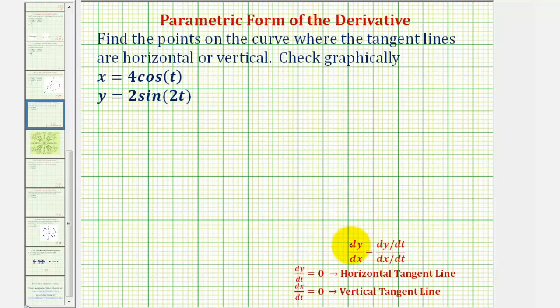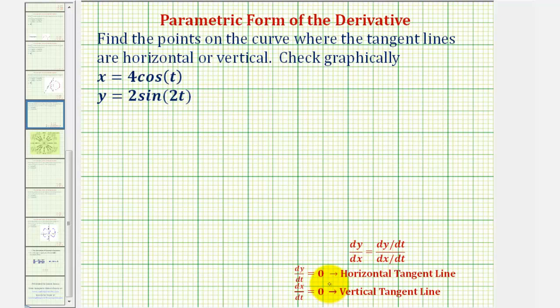Horizontal tangent lines occur where the derivative is equal to 0, which in parametric form would be when dy/dt is equal to 0. So when dy/dt equals 0 and dx/dt does not equal 0, we'll have horizontal tangent lines. And where dy/dx is undefined, we would have vertical tangent lines. Notice the derivative would be undefined when the denominator, dx/dt, equals 0. So we can find the vertical tangent lines by determining where dx/dt equals 0, again as long as dy/dt does not also equal 0.